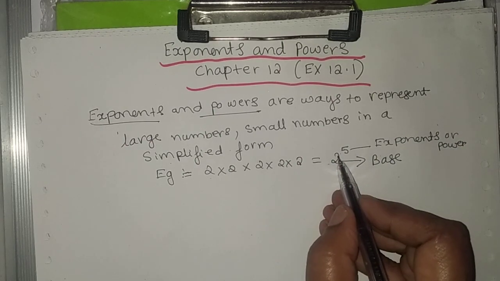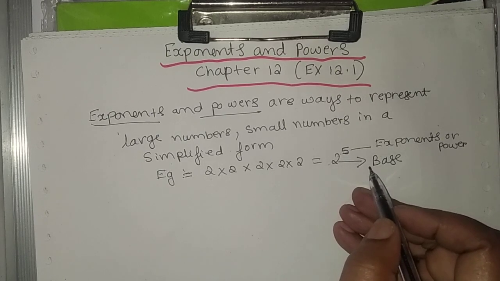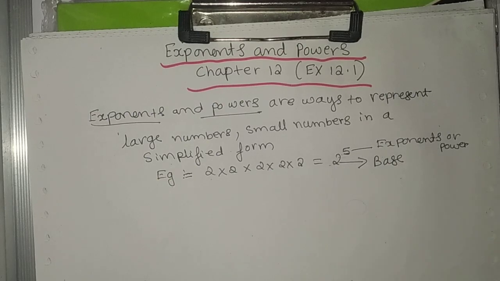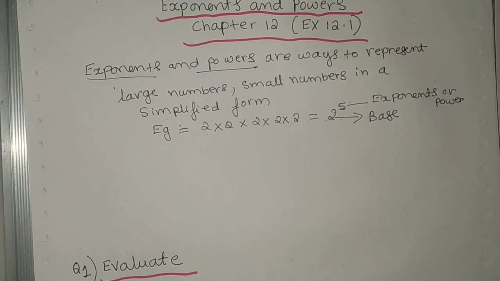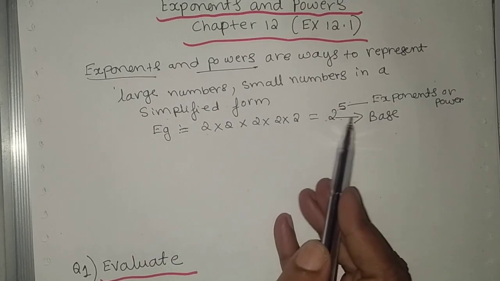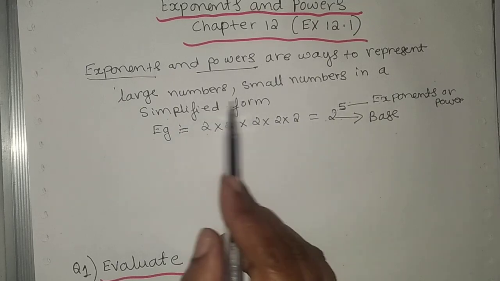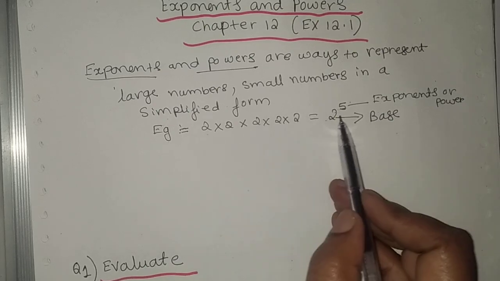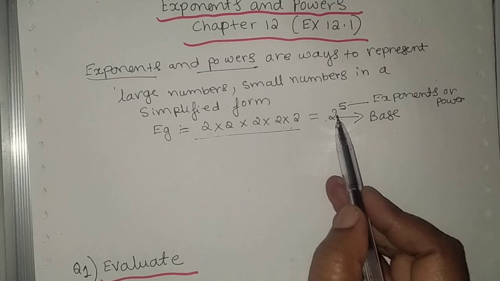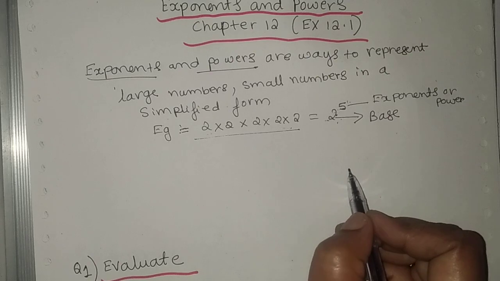So this can be 2 power 5, or 2 times 5. This is called base and this is called exponent or power. This is the meaning of the exponent and power. Exponents and powers are the ways to represent the large number or the small number in a simplified form. Instead of writing this out, we can directly write 2 power 5, where 2 is the base and 5 is the exponent or power.